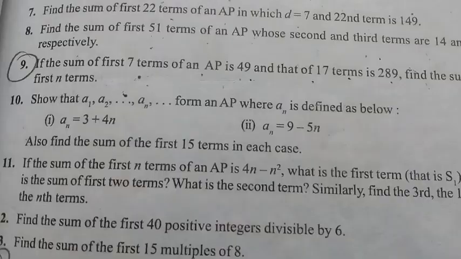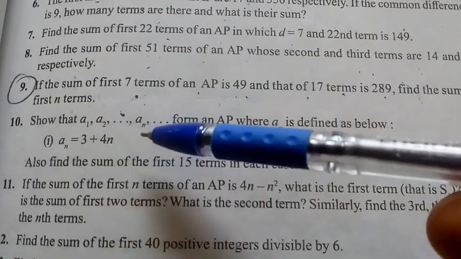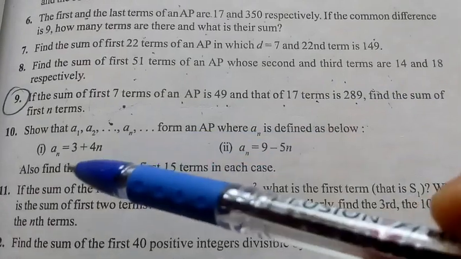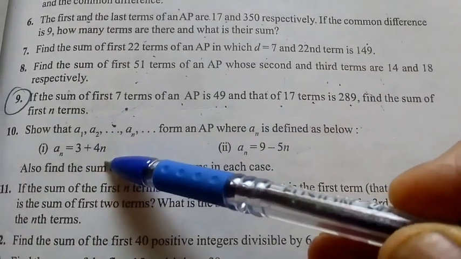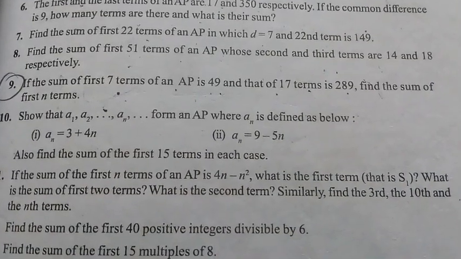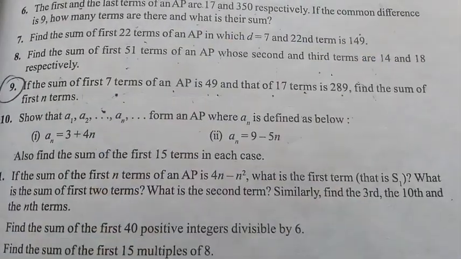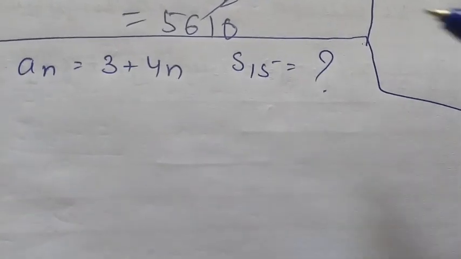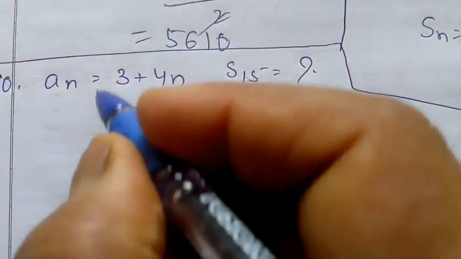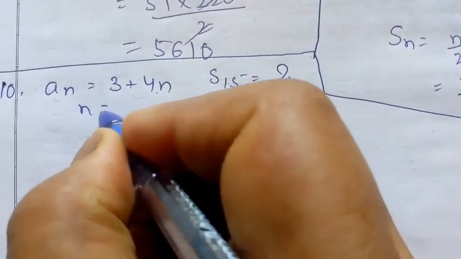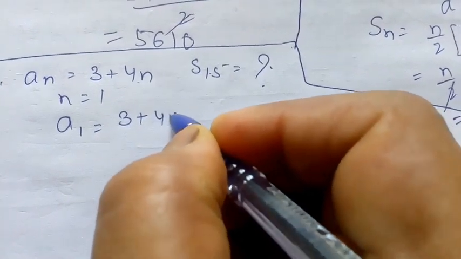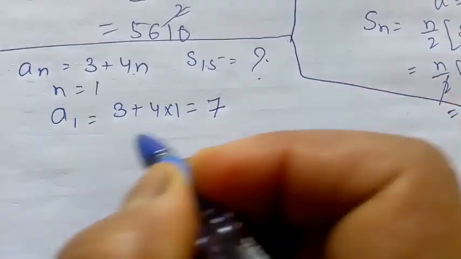Question number 10. Show that a1, a2 up to an form an AP whose an is defined as an equal to 3 plus 4n. Also find the sum of first 15 terms in each case. If nth term equal to 3 plus 4n, find the sum of 15 terms. Putting n equal to 1, a1 equal to 3 plus 4 into 1, 7.